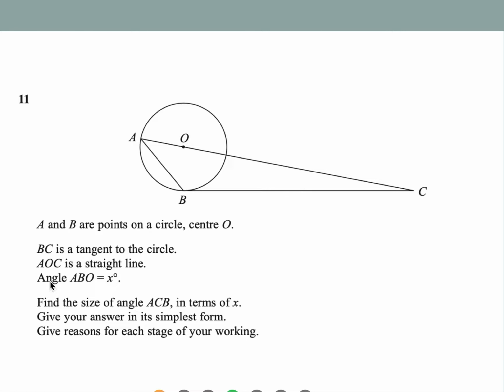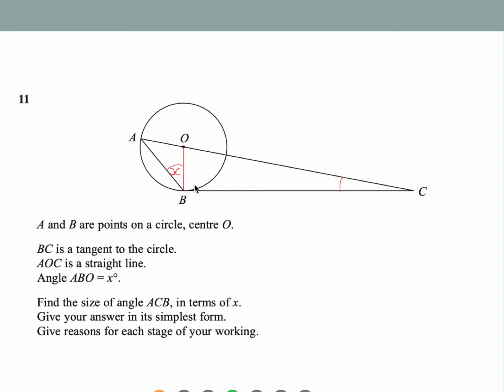So angle ABO equals x. ABO, this angle here, is x. Find the size of angle ACB.